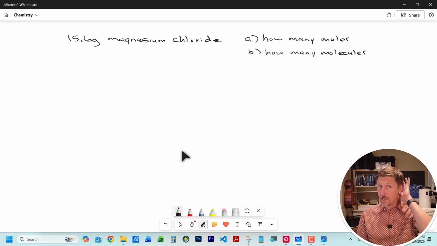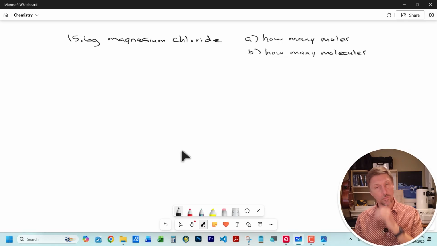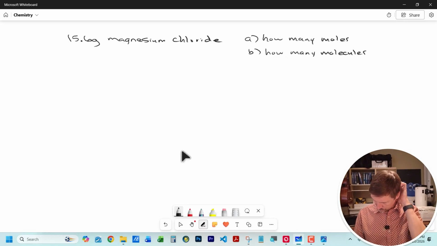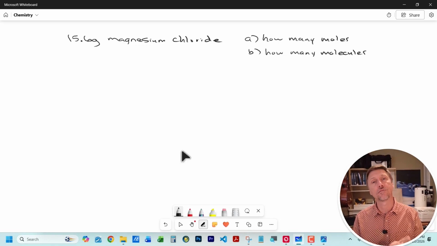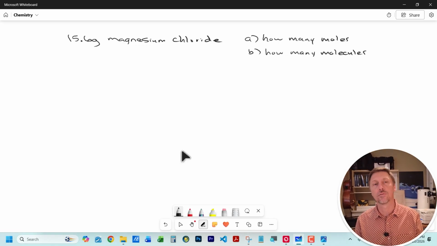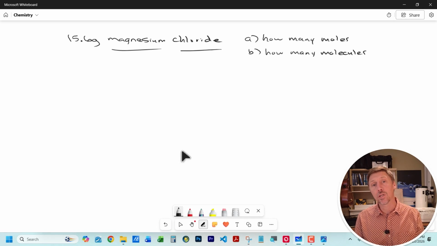If he has 15.6 grams, just like when you see a problem like this, when you're trying to convert from grams to moles, this is eventually going to become second nature to you. You're going to go, I need to find the atomic mass of whatever that is. But in order to find the atomic mass, you need to know the chemical formula. In other words, I need to know how many magnesium atoms are we talking about? And how many chlorine atoms are we talking about in a single molecule?